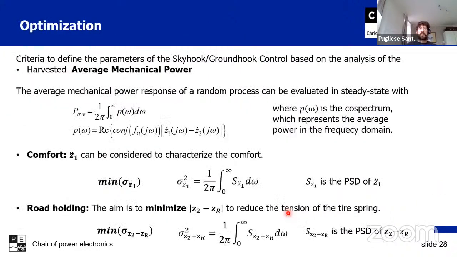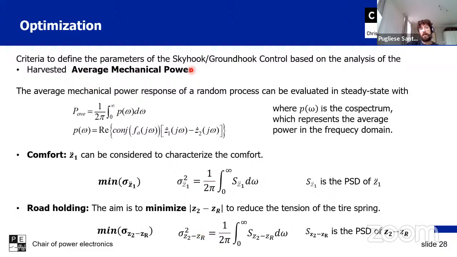So it means that I can choose chi sky and chi ground in order to optimize the comfort, and for that I use a minimization of the standard deviation of the acceleration of the sprung mass, M1. For the road holding, I need to minimize the standard deviation of the difference between Z2, which is the position of the tire, and the road.